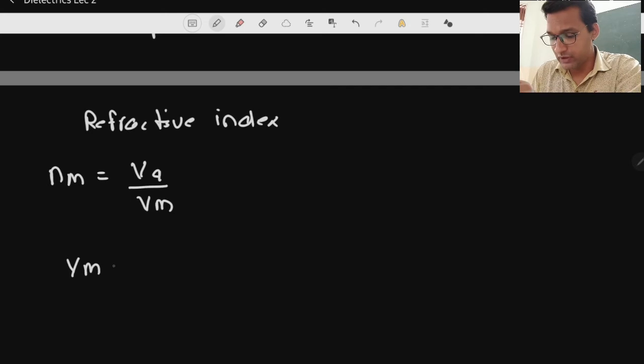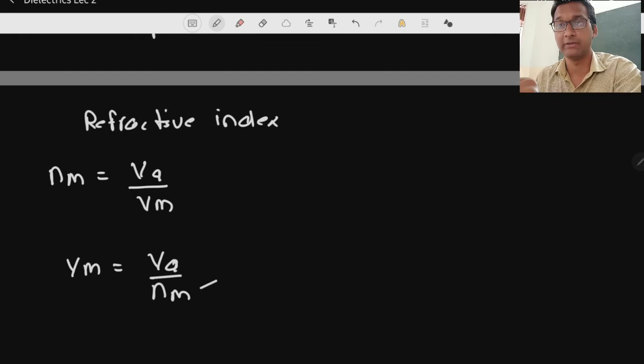So how does this refractive index help us? If we want the velocity in that medium, we simply divide the velocity in air, which we all know, by the refractive index of that medium. This refractive index, as we know, is a constant. So the velocity of light in that medium we can easily find by using this refractive index, which is a constant.